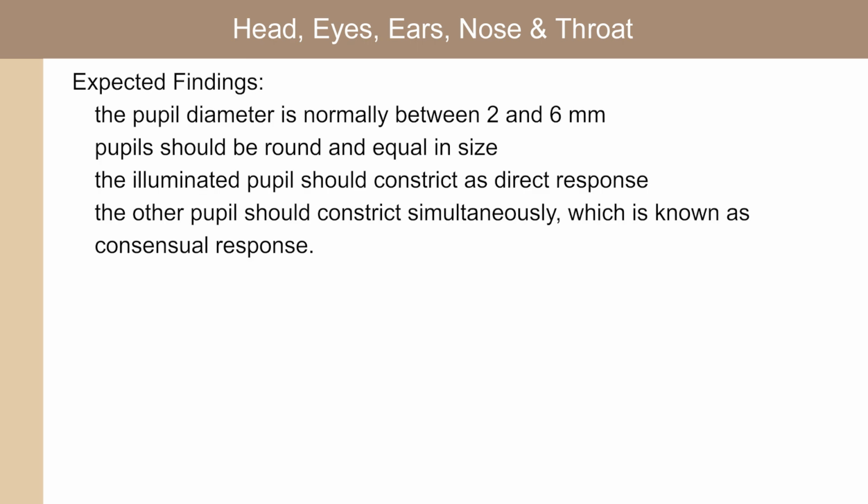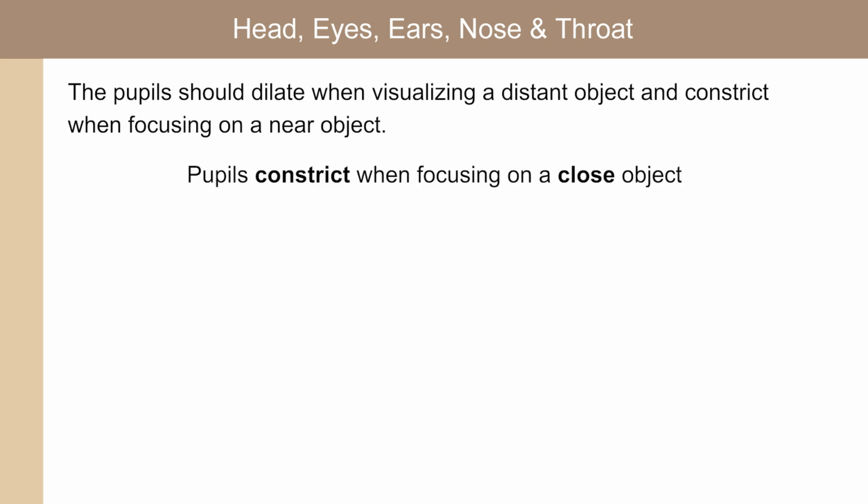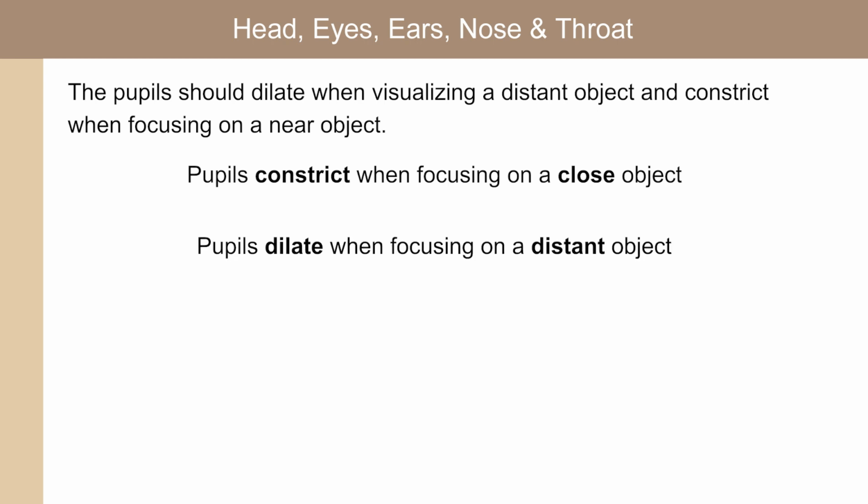Your expected findings, the pupil diameter will normally be between 2 and 6 millimeters. Pupils should be round and equal in size. The illuminated pupil should constrict as a direct response. The other pupil should constrict simultaneously, which is known as consensual response. The pupils should dilate when visualizing a distant object and constrict when focusing on a near object. So pupils constrict when focusing on a close object, C goes with C. Pupils dilate when focusing on a distance object, D goes with the D.